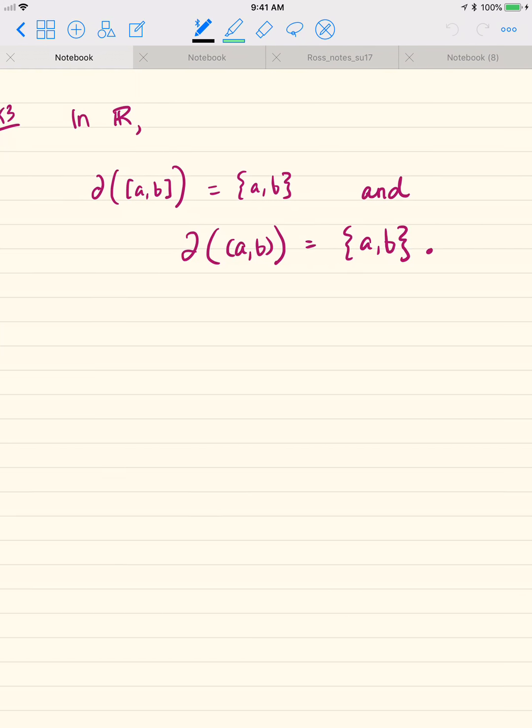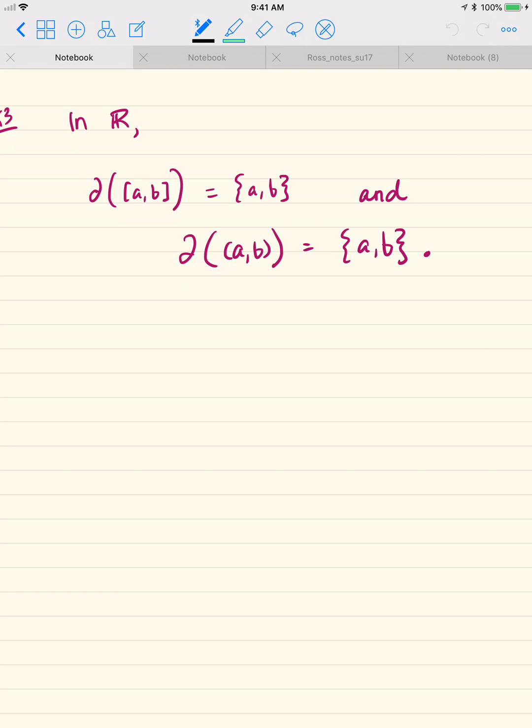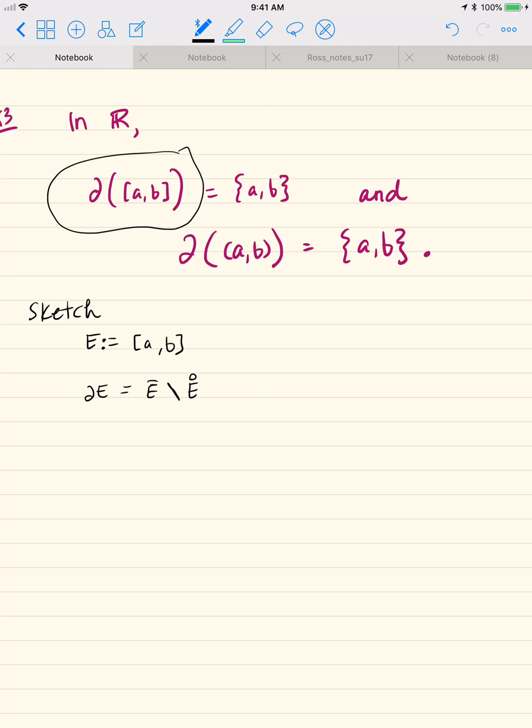And now let's look at example 3, which is to say that the boundary of the closed set AB is the points A and B, and the boundary of the open interval AB is the set of just 2 points A and B. So again, we'll just do a sketch here. So let E be defined as this closed set AB, because I think that this notation is kind of confusing. Okay, so we know that the boundary of E is, by definition, the things in the closure of E that aren't in the interior of E.